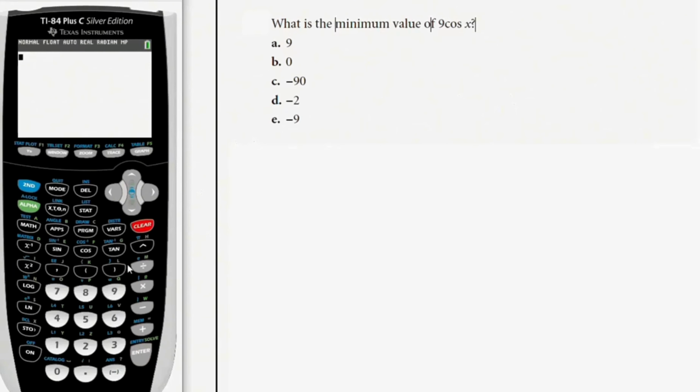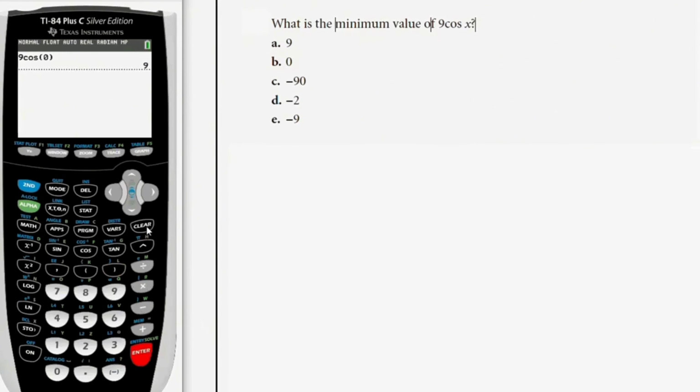Option B will now be 9 cos x, where x is now 0. What's the output? Press enter. Output is 9. Alright, 9 is higher than minus 8.2.